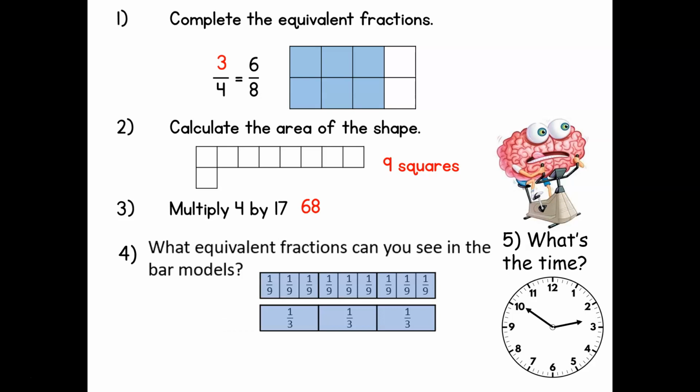Question 5, as always, is our time question. What time is it? Well, the minute hand is pointing to 10. We can see there are 10 minutes until the next hour. It is 10 minutes to 3. As a digital time, we write the current hour, which is 2, and the minutes past this hour, which is 50. So the digital time is 2:50.